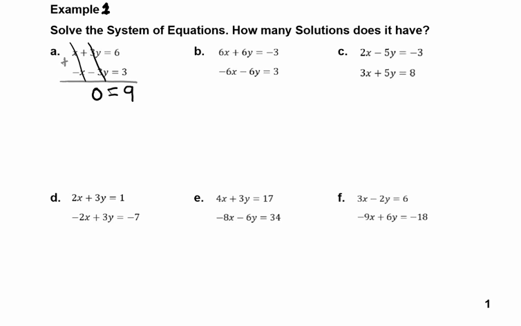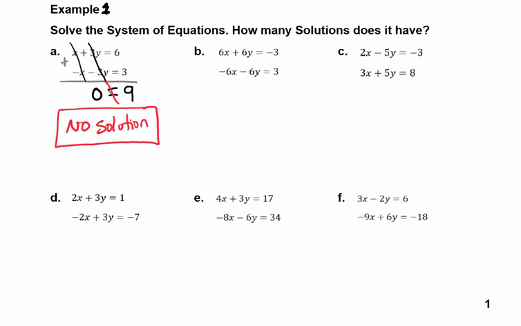It's kind of different, because we need to ask ourselves, when we have just a number equaling a number, is it true? Is it true that 0 equals 9? And the answer there is no, it's not true. And so this is going to give us no solution. So it is possible to have a system of equations come out with no solution, that these lines, these functions, never intersect.